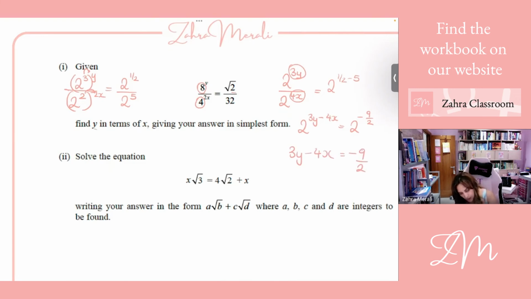And you want y in terms of x. So that means you just want y equals. So 3y equals minus 9 over 2 plus 4x. So y equals minus 9 over 2 divided by 3 to give you minus 3 over 2 plus 4 over 3x.